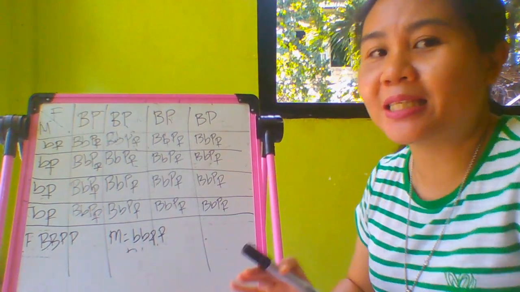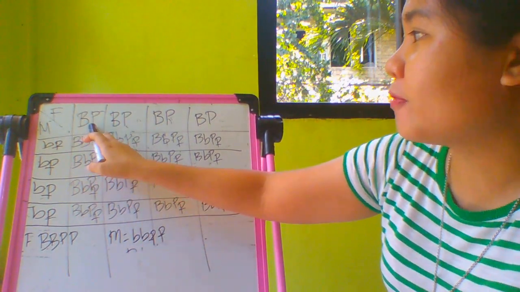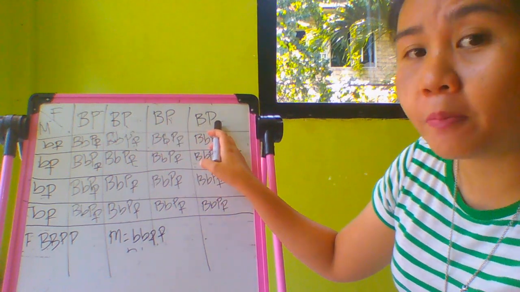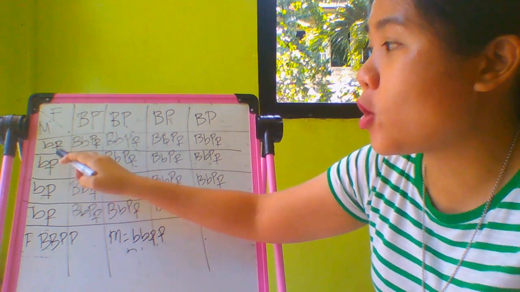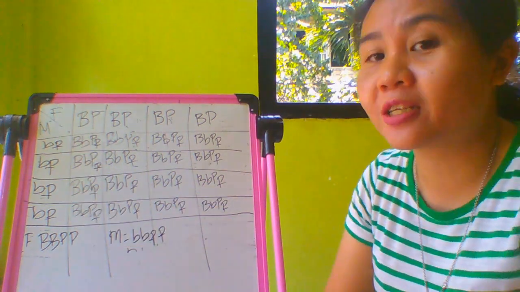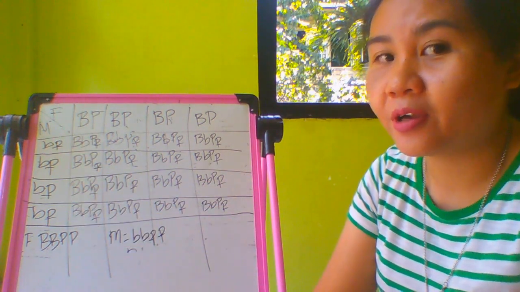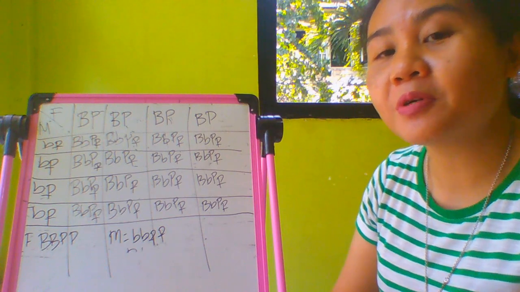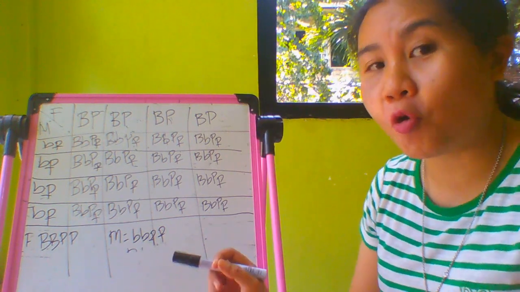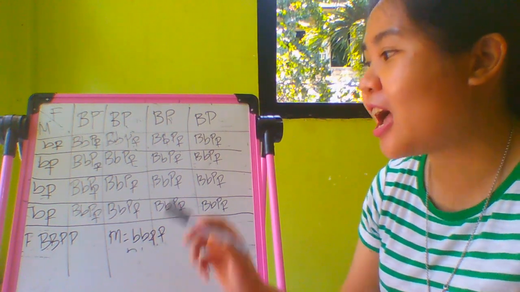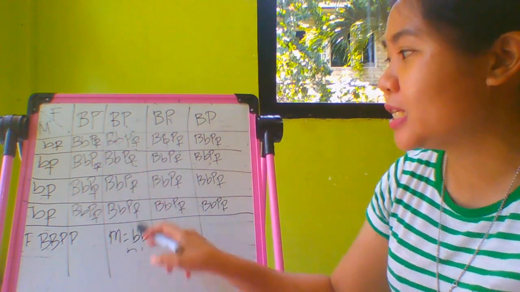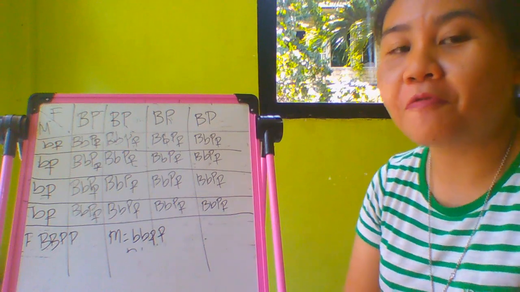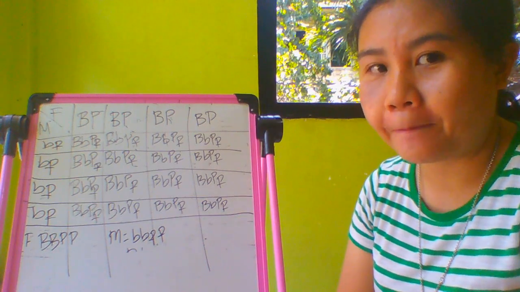Now, why 16? Because there are 4 possible combinations coming from the mother and 4 possible combinations coming from the father. So 4 possible combinations times 4 possible combinations is equal to 16. Thus we made 16 boxes for our Punnett square.